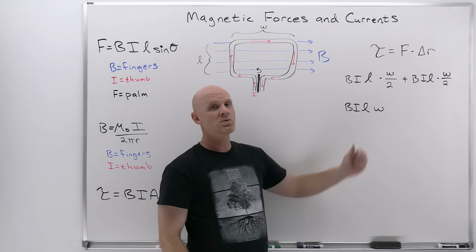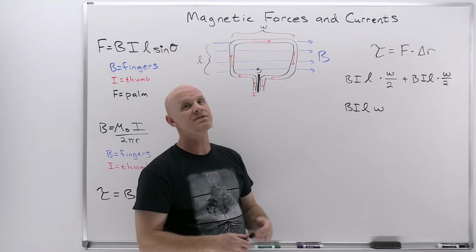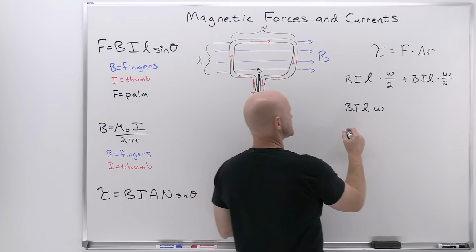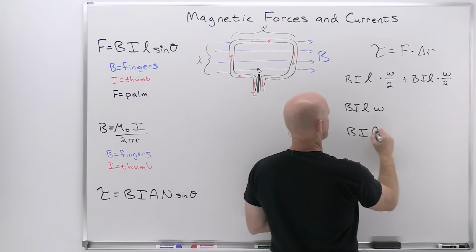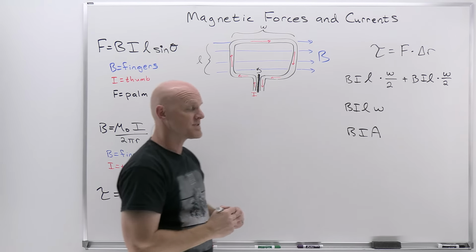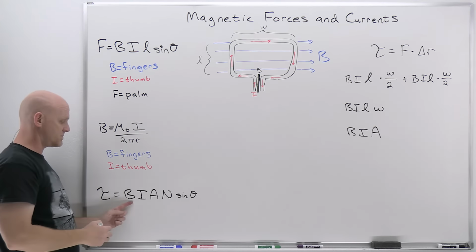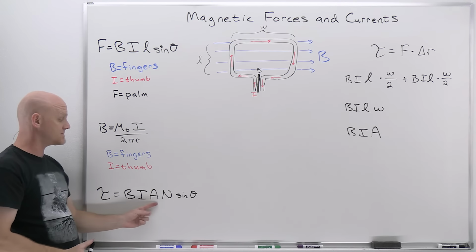Well, what's length times width for a rectangle? Well, length times width is the area. So this is going to reduce down to B times I times the area. And we can kind of see how this is lining up with our equation right here. So B times I times the area.